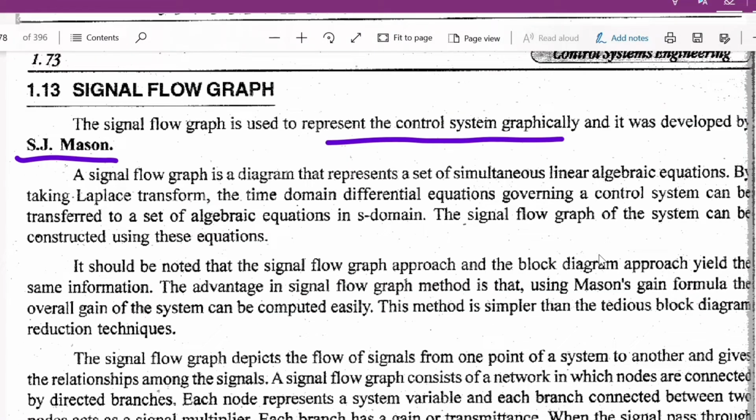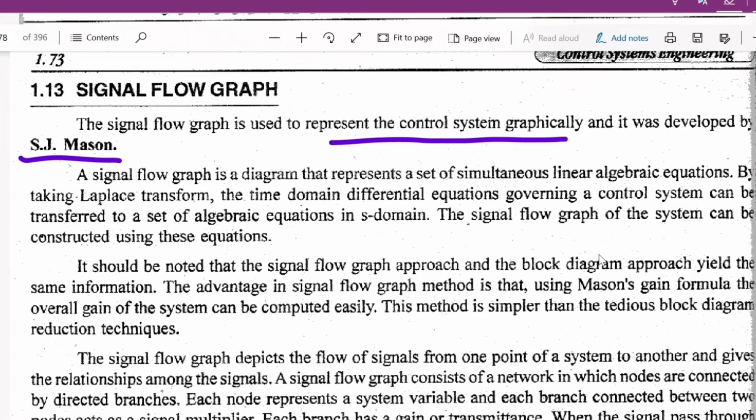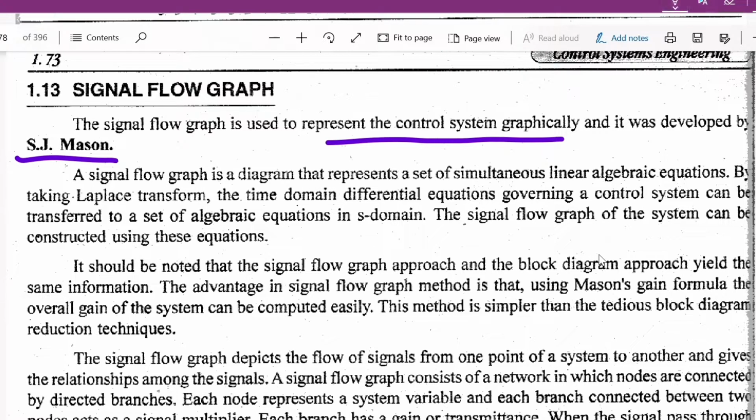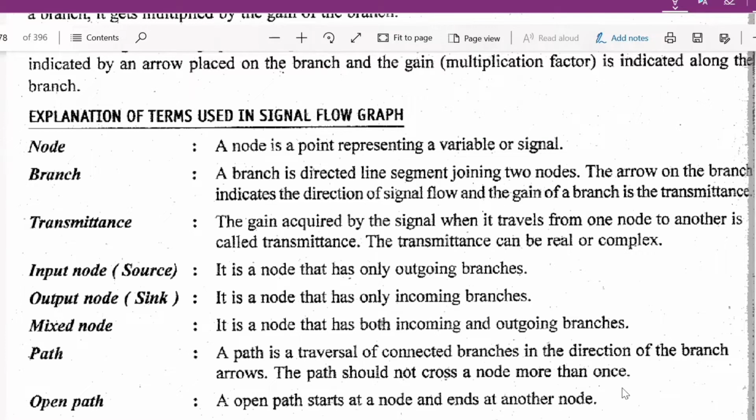In this video, we are going to see the introductory portion for a signal flow graph. The signal flow graph is used to represent the control system graphically and it was developed by S.J. Mason. Then we will find some terms in a signal flow graph. First of all, I will introduce all the terms, then I will explain them one by one, then it is convenient for you to make an understanding.